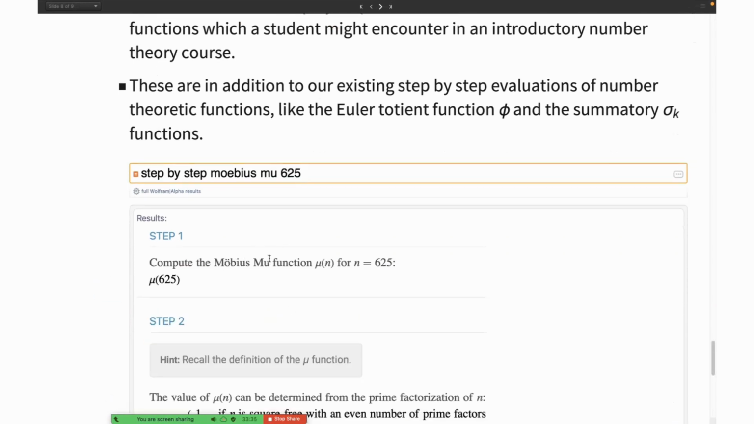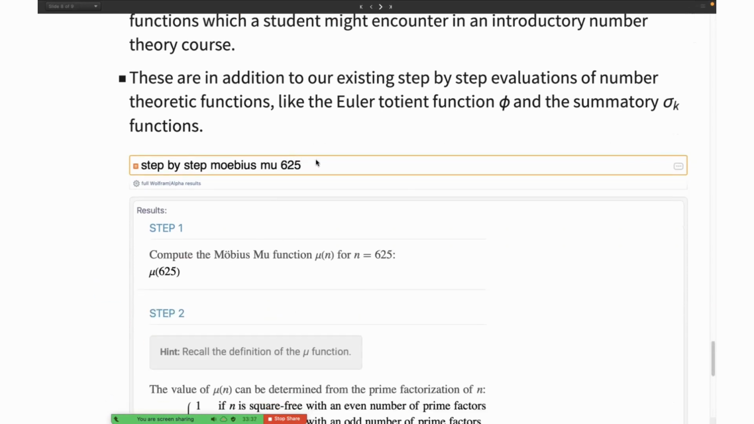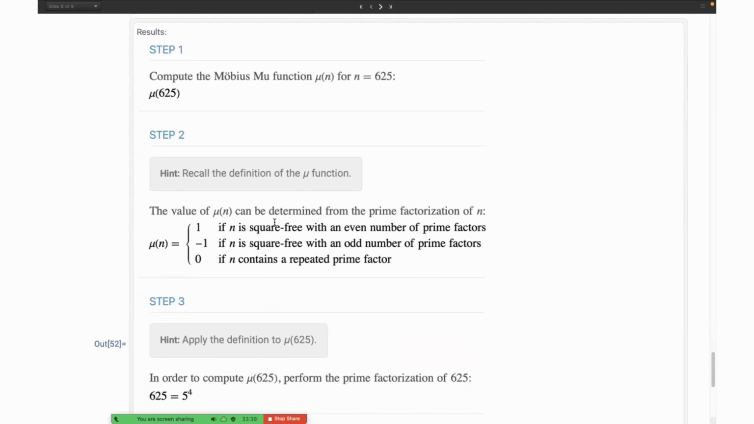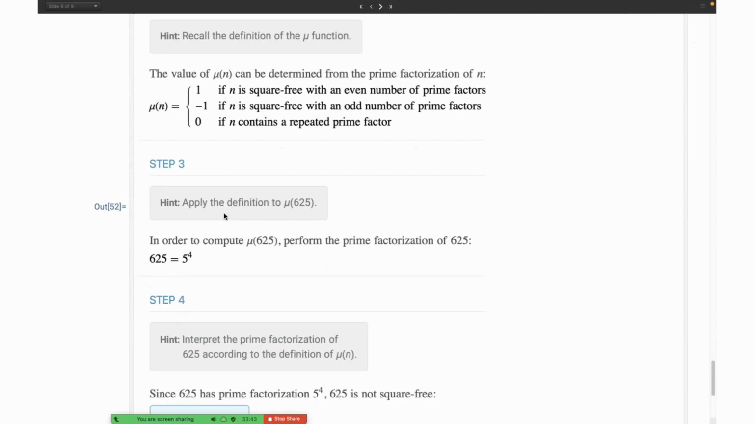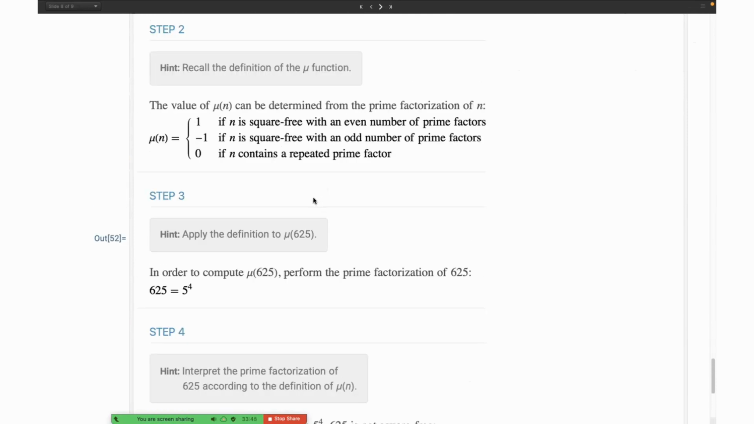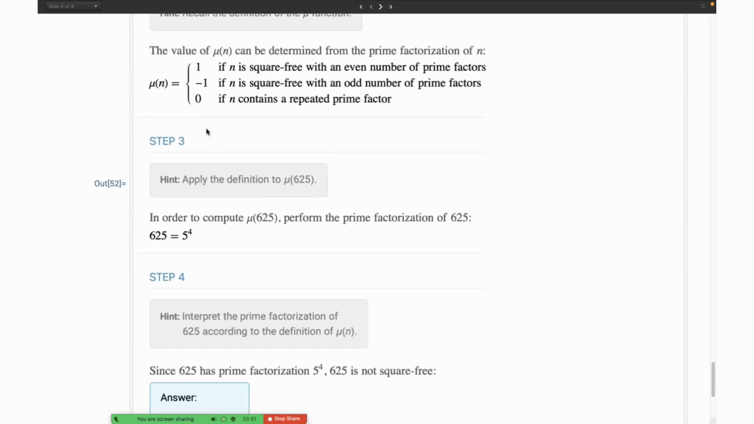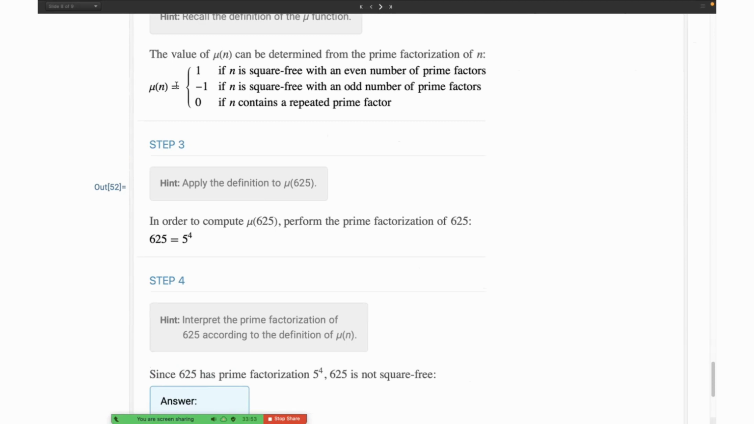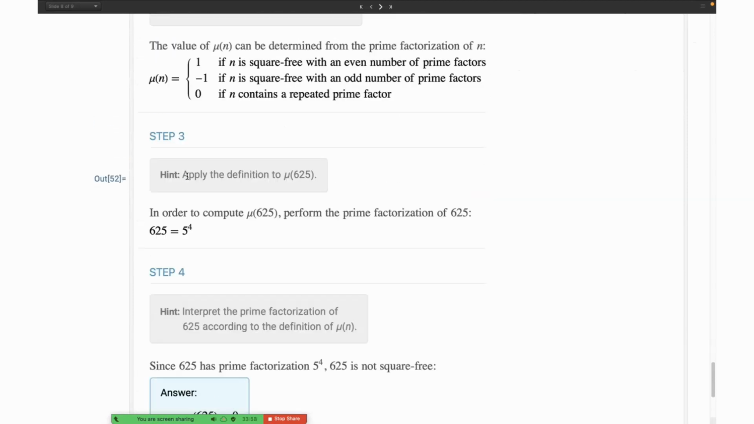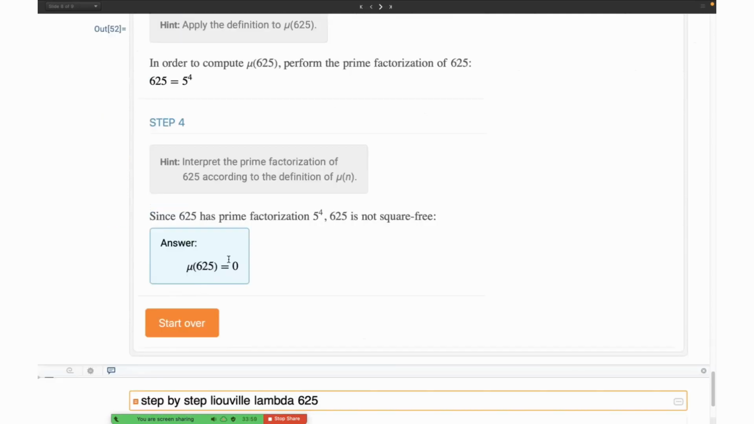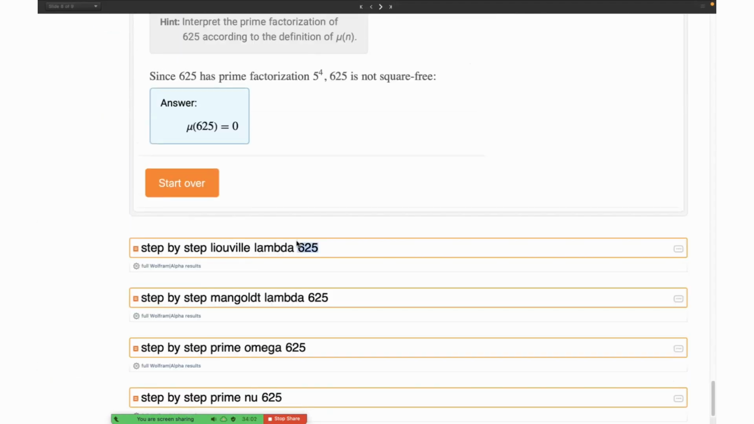So to compute the Möbius function mu for a given input, we first remind the student of the definition of the Möbius mu function, which, like all of these functions, tells us something about the prime factorization of our number. Then, having reminded the student of the definition, we find the prime factorization of our number, and then we just apply the definition to the prime factorization to find our solution. And the same goes for the Liouville lambda function.